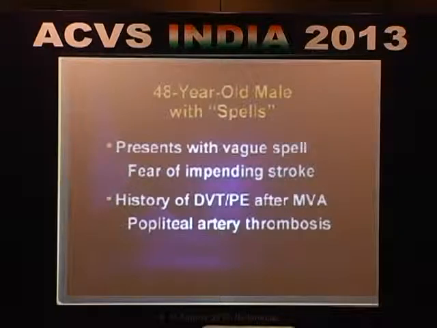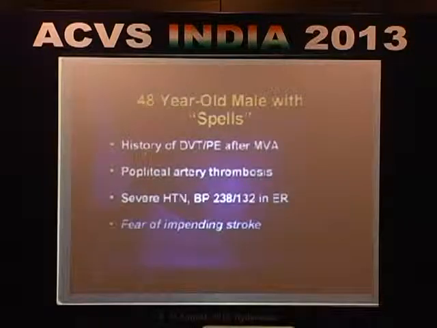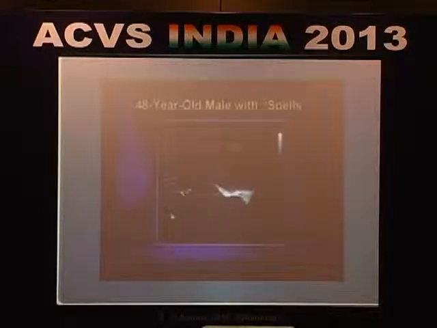This is a patient from Mayo Clinic again, presented with multiple spells of impending stroke, and he had a history of DVT and pulmonary embolism. Look at the aortic valve. There's a mass here. I don't know whether you can see because the overhead lights are blocking the visualization there. So there is a mass on the aortic valve.